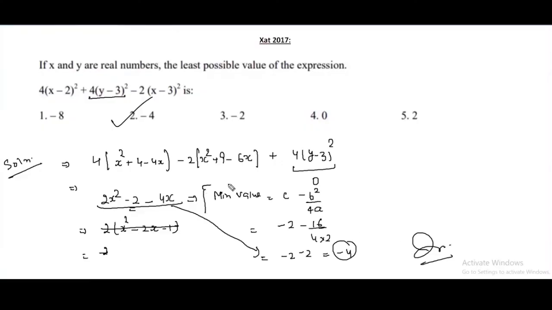So remember this: the minimum value of any quadratic is c minus b square upon 4a. So c is here, not here. So c minus b square upon 4a. So minus 2 minus 2, minus 4 is the minimum value.